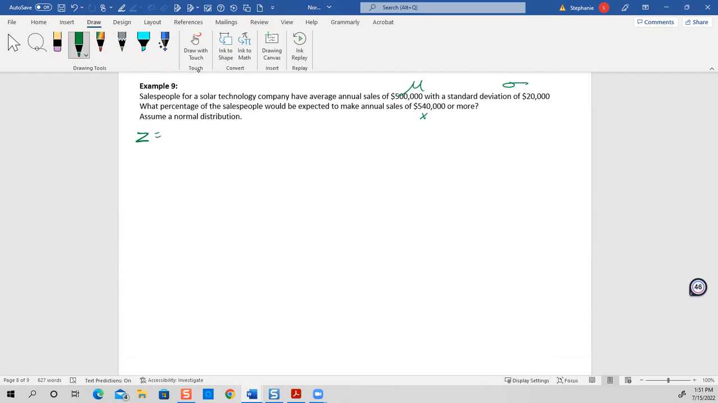So first, let's find the z. I have 540,000 minus 500,000 divided by the 20,000. So now I have 40,000 divided by 20,000, which reduces to 2. Now I know what my Z is, and I can go to the Z table to find the area for this. When I go to the Z table and find the area, I get 0.4772.